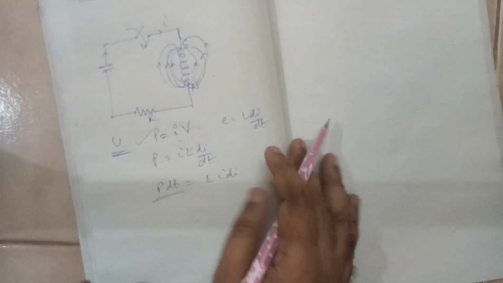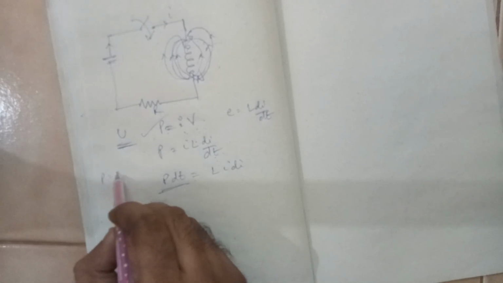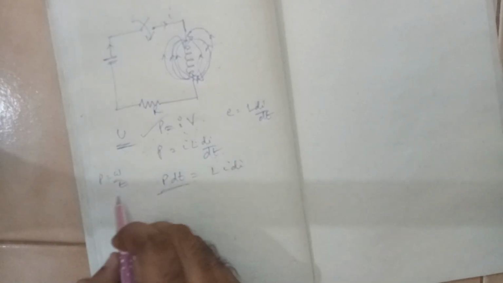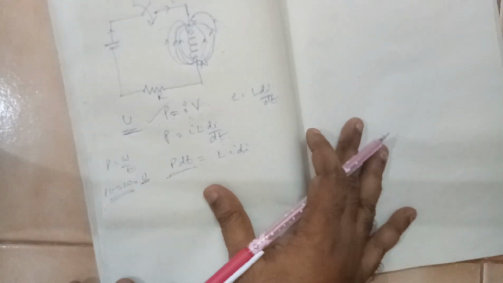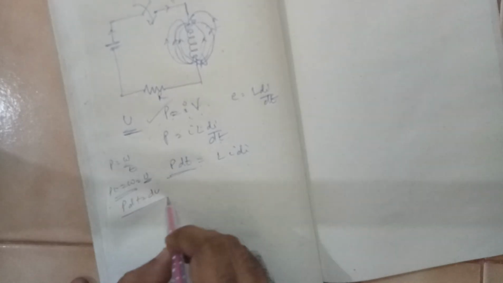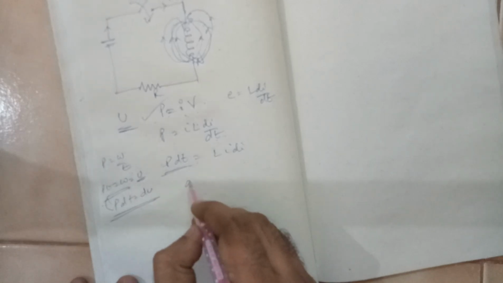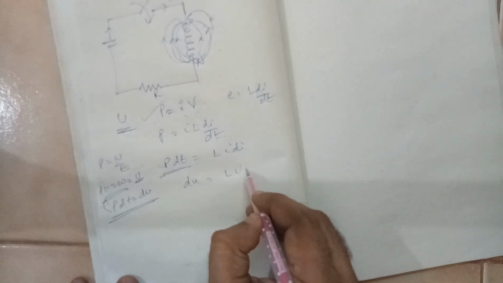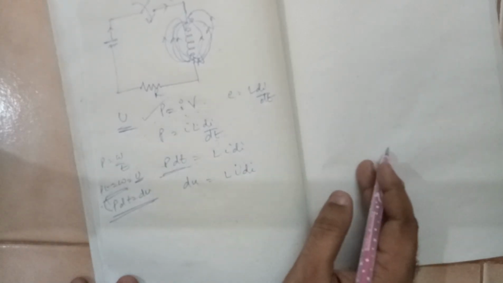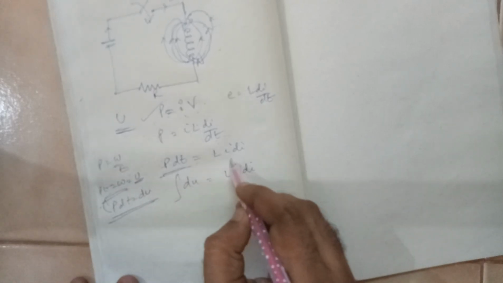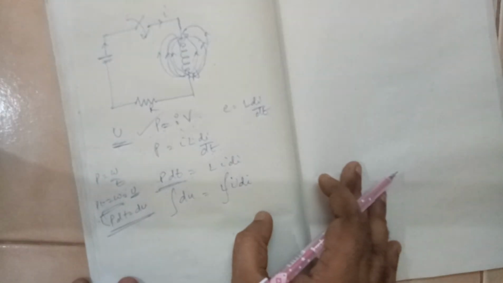Now what is power basically? Power is work done by time taken. So power into time will be work. Work and energy basically both are the same. So for a small interval of time, P dt will be equal to dU, so from this dU is equal to L I di. So to get the total energy, we need to integrate between the ranges.